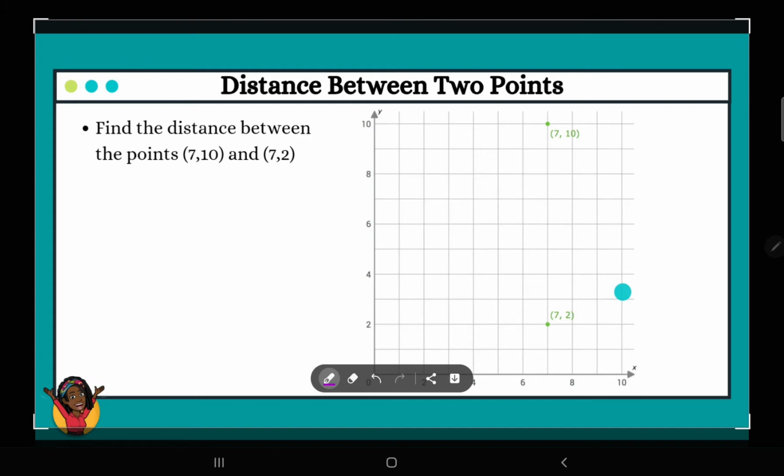Find the distance between the points (7, 10) and (7, 2). So here, this is our x, this is our y. They share the same x value, and that's the reason why, if you notice, they are vertical, unlike the previous example where they share the same y value and they were horizontal. So we can go ahead and count the spaces: 1, 2, 3, 4, 5, 6, 7, 8. So the distance between the points (7, 2) and (7, 10) is 8 units.